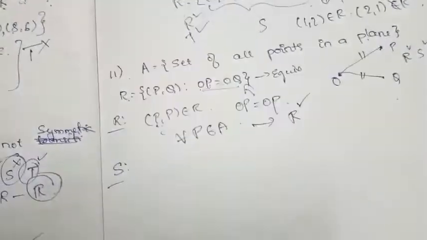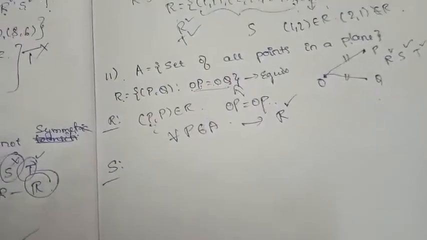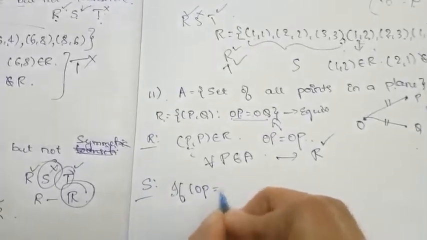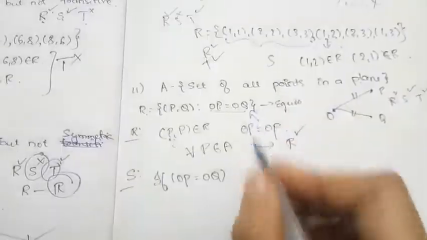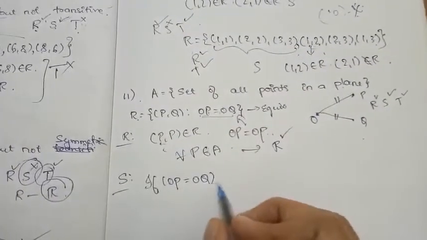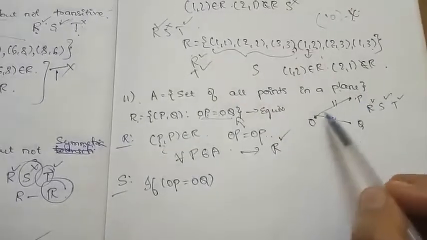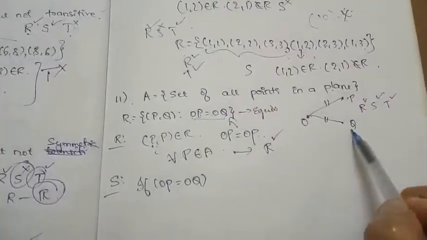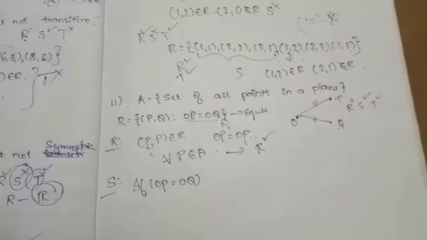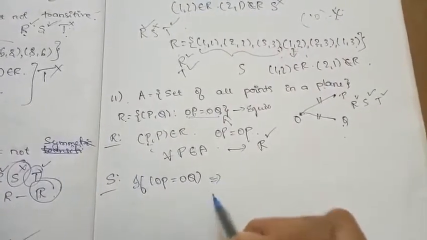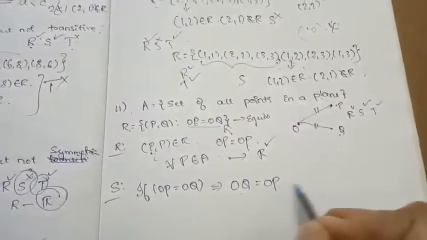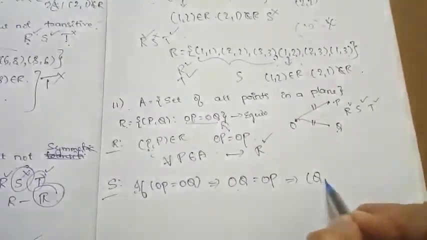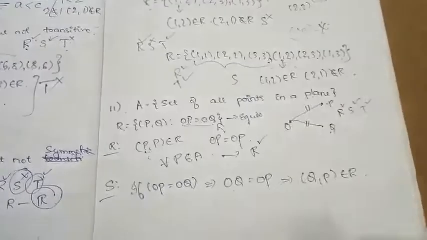Then let's check for the symmetric relation. If OP is equal to OQ, which is what the relation is saying, that is, the distance of the point P from the origin is equal to the distance of the point Q from the origin, then what does that imply? OQ is equal to OP. So OQ is equal to OP means (Q, P) also belongs to the relation.